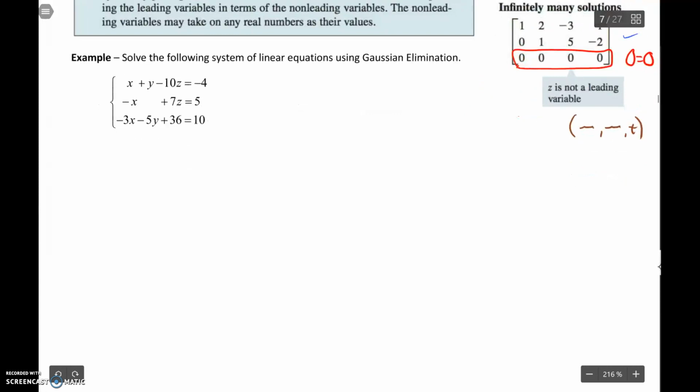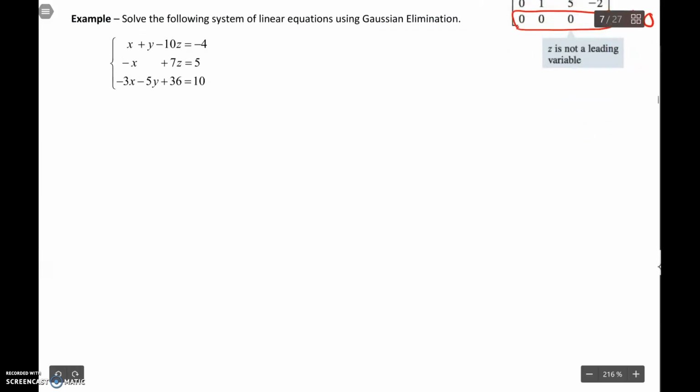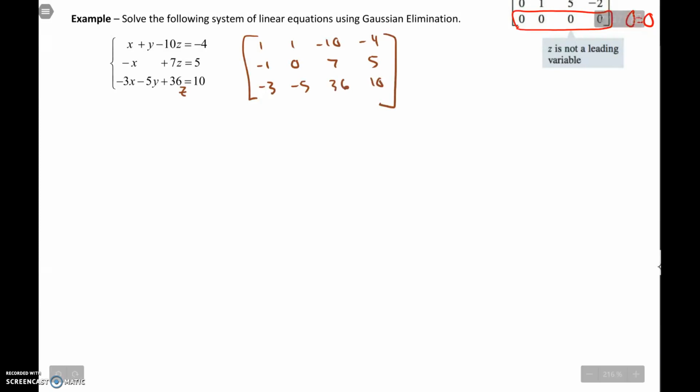All right. Solve the following system using Gaussian elimination. So this is a little bit of work, but hopefully we'll be all right. My augmented matrix is going to be 1, 1, negative 10, negative 4, negative 1, 0, 7, 5. Don't forget to put spaces in there whenever the coefficient is missing. This is actually supposed to be a 36z. That's a typo. Not bad. All right.